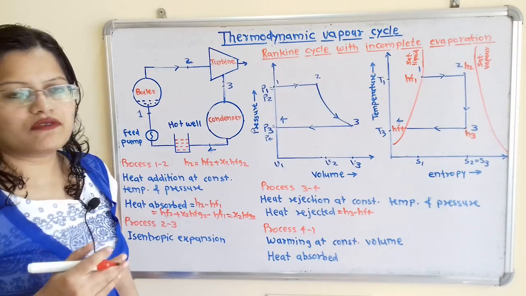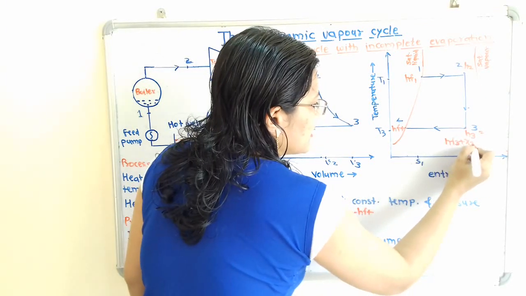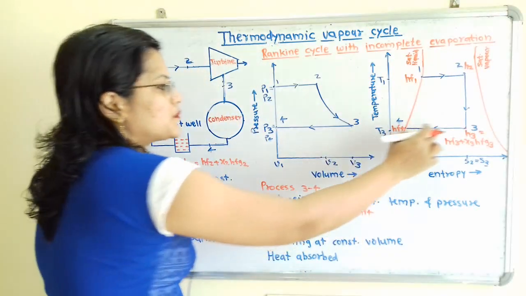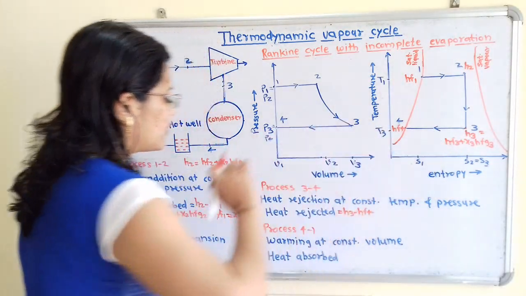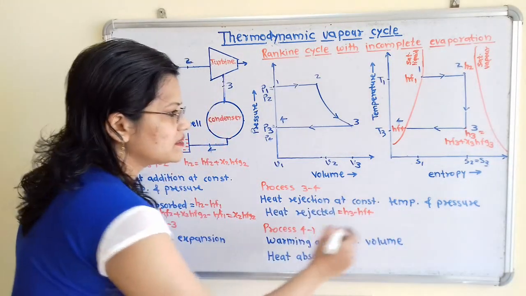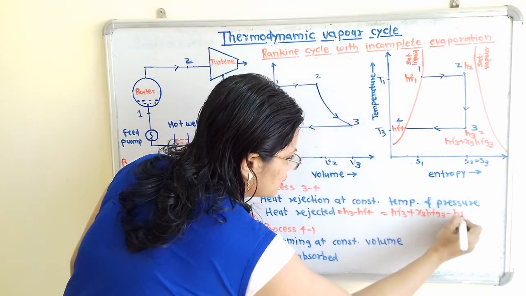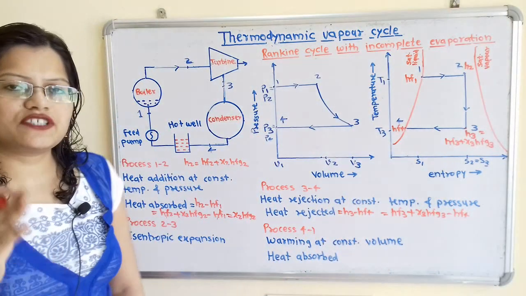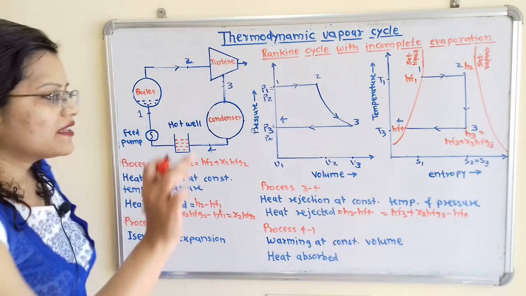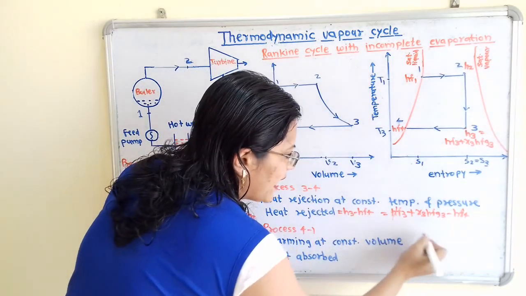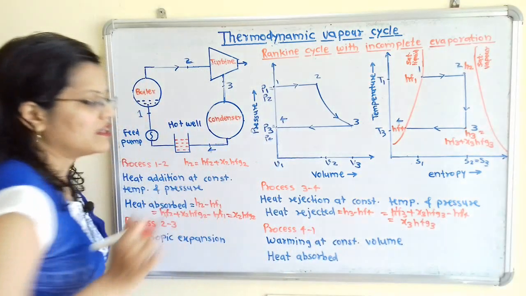Now again we will find out what is this H3. So H3 is equal to HF3 plus X3 HFG3. Now if we observe, this process 3 to 4 is taking place at constant pressure, that is P3 is equal to P4. So for this HF3 is equal to HF4. So heat rejected is HF3 plus X3 HFG3 minus HF4. But this process is taking place at constant pressure. So if we refer the steam table, then at pressure P3, which is equal to P4, the value of HF will remain same. That is HF3 is equal to HF4. So this will be getting cancelled because HF4 is having minus sign, and X3 HFG3 is the formula to calculate the heat rejected.